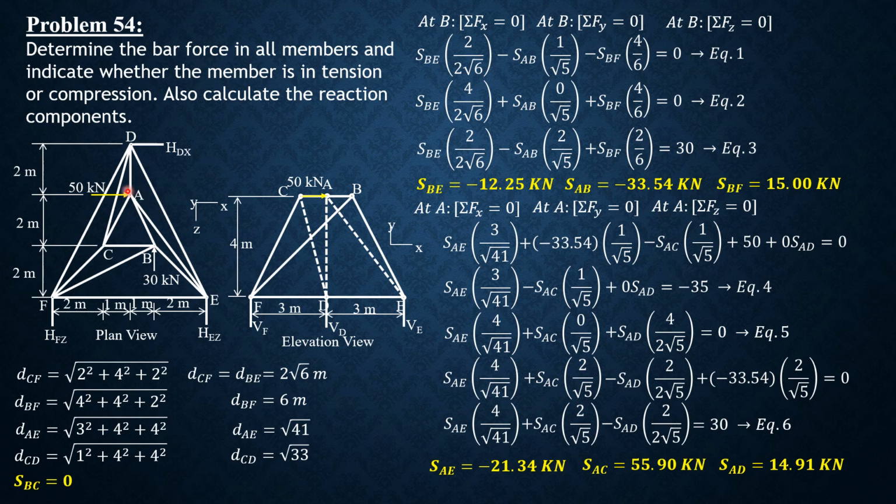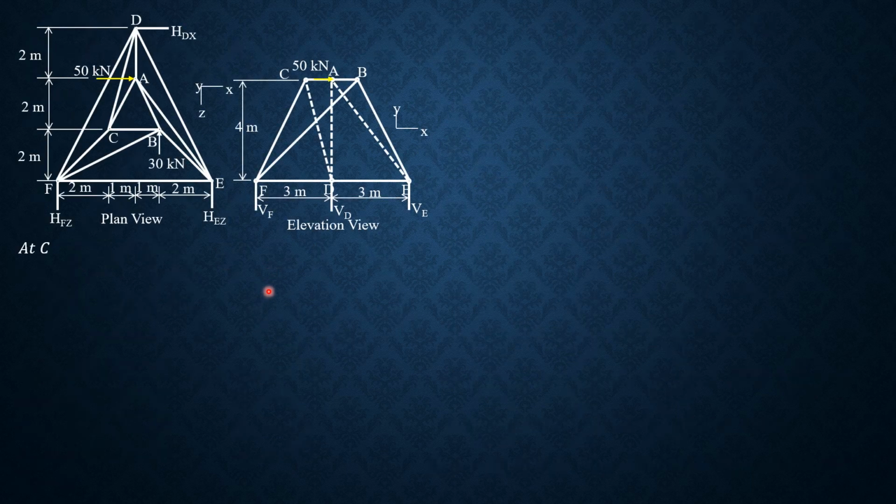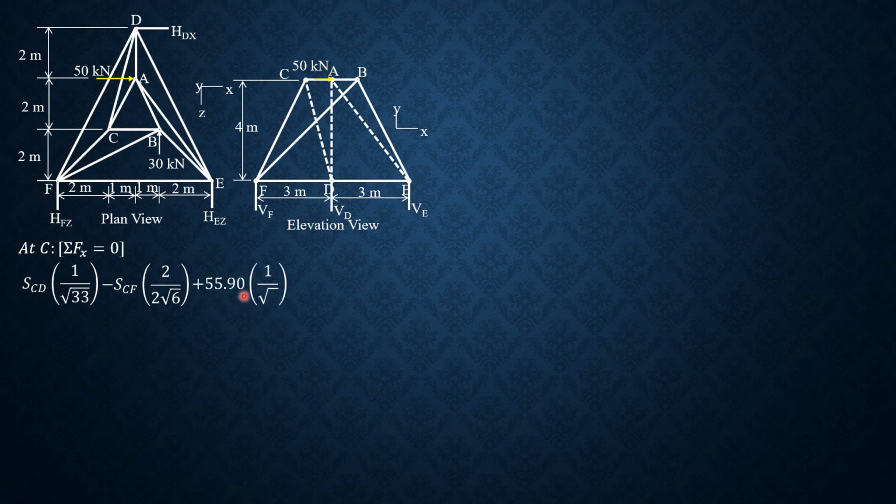So after A, we proceed to joint C. So let's continue at joint C. Summation forces X equals 0. Take note that BC is 0. So CD is positive. So SCD times 1 over distance, square root of 33. Then CF is going to the left. So minus SCF times 2 over distance 2 square root of 6. Then plus SAC, which has a value of 55.9 times 1 over square root of 5 equals 0. So simplifying, SCD times 1 over square root of 33 minus SCF times 2 over 2 square root of 6 equals negative 25, equation 7.